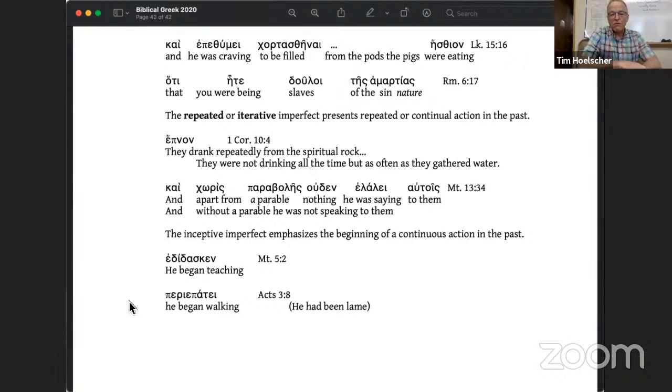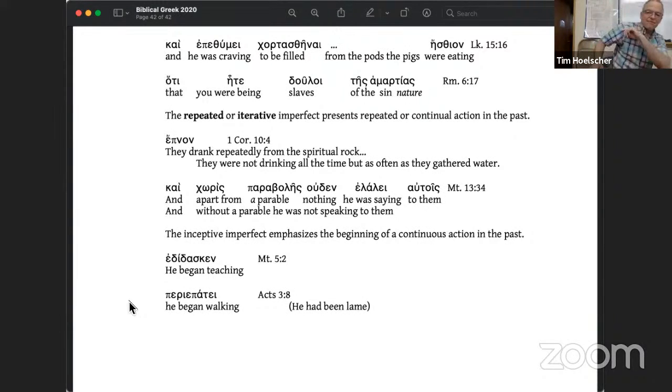It says, "And apart from a parable, he was saying nothing to them." And again, this is that other ending. I've got to get back to you on this one, Joe, this particular form. Okay, I just figured this out. With epithumai up there, I think that is an imperfect, because I was looking at the ending, because we have the same thing with elalai down here.